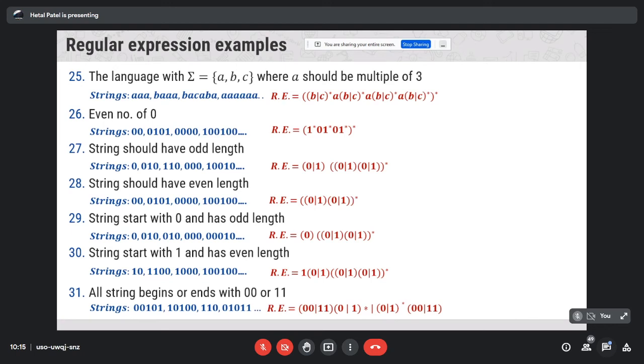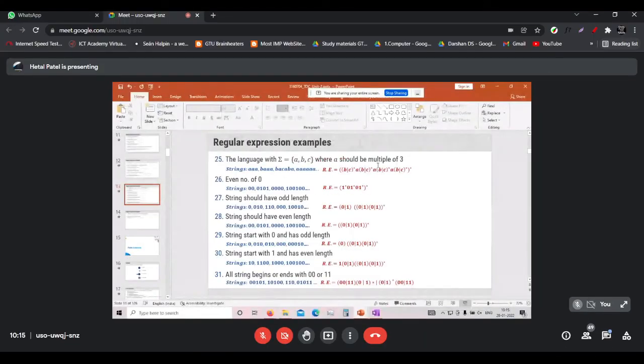So write down the answers also in your notebook for each of these. Now I think I should stop here for the regular expression. I will give you more regular expressions as an assignment in your classroom, so at that time design more. Regular expression, regular language, that topic is over. I'm starting with the NFA, skipping to the new topic.